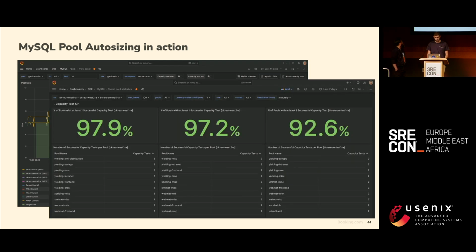And another thing to note here is that our capacity tests are not 100% successful. This means that there are various reasons why these might fail. For example, we have seen errors with grants, with configuring the maximum number of user connections. We have seen errors with database logs or blocked rollouts. So these are common causes that prevent the capacity test from running. And depending on the business priority of each cluster, we require a minimum number of successful capacity tests within a given time window.